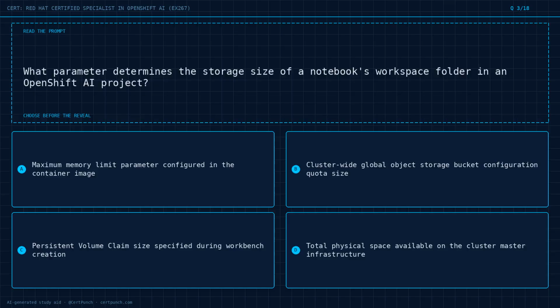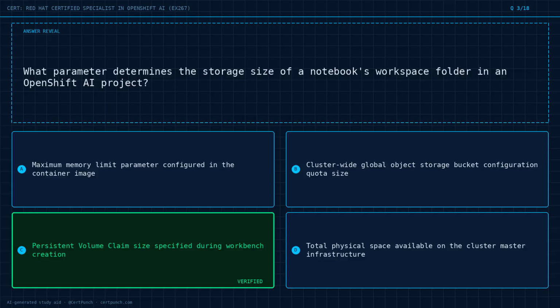Question 3 of 18. What parameter determines the storage size of a notebook's workspace folder in an OpenShift AI project? Option A, maximum memory limit parameter configured in the container image. Option B, cluster-wide global object storage bucket configuration quota size. Option C, persistent volume claim size specified during workbench creation. Option D, total physical space available on the cluster master infrastructure. Decide on the strongest option before the reveal.